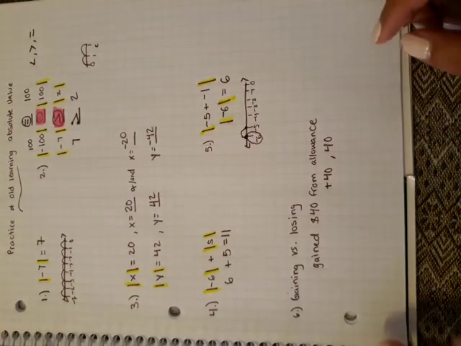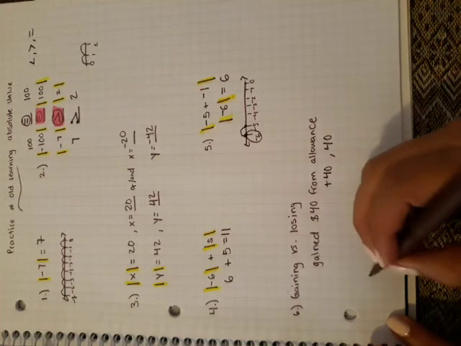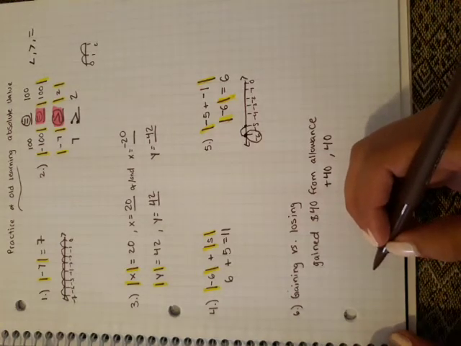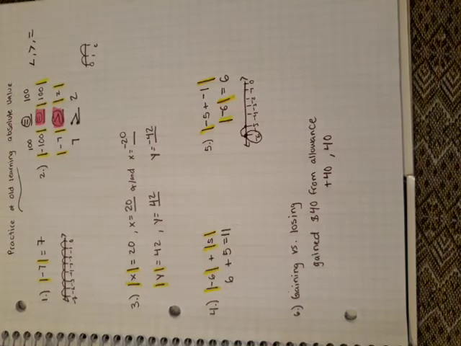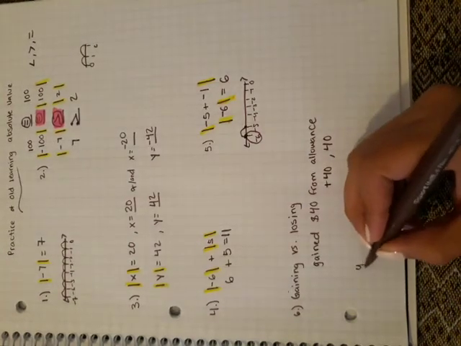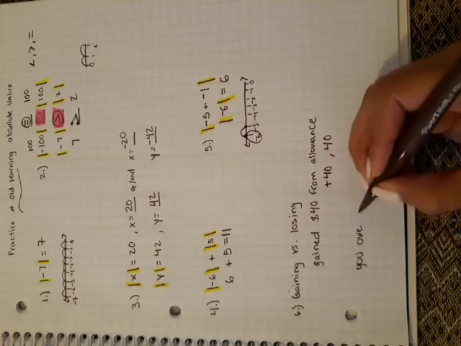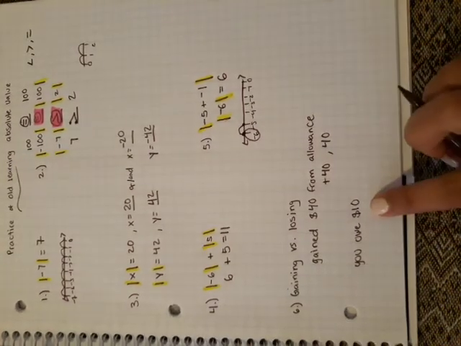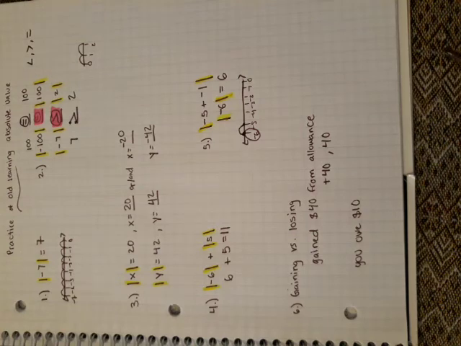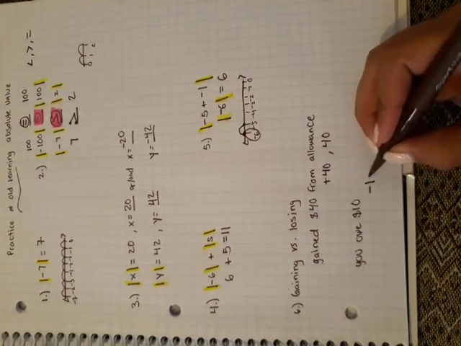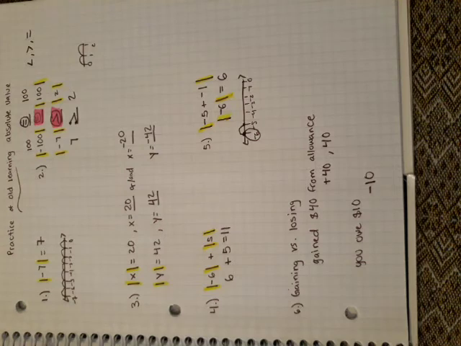So 40. Okay, so losing. Okay, let's say you had $0 and now you owe your friend $10. So you owe $10. So since you owe $10, you had $0 and you owe $10, that means you're losing $10, right? So you would write that as negative 10 because you lost $10. Negative.